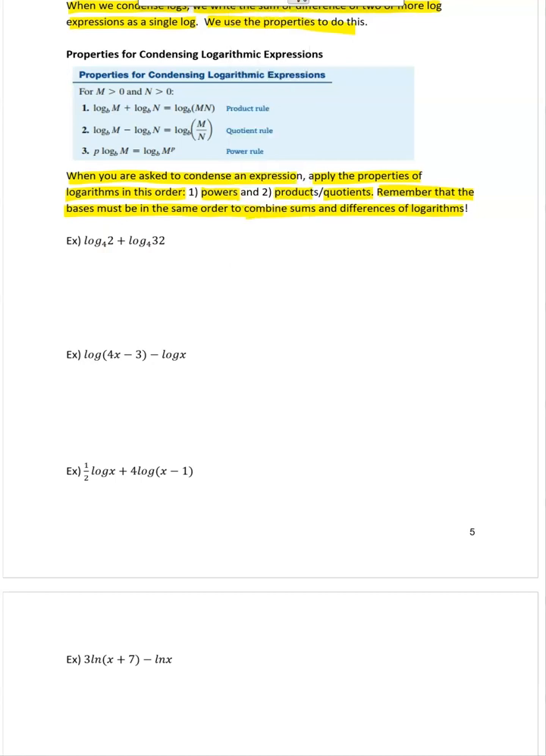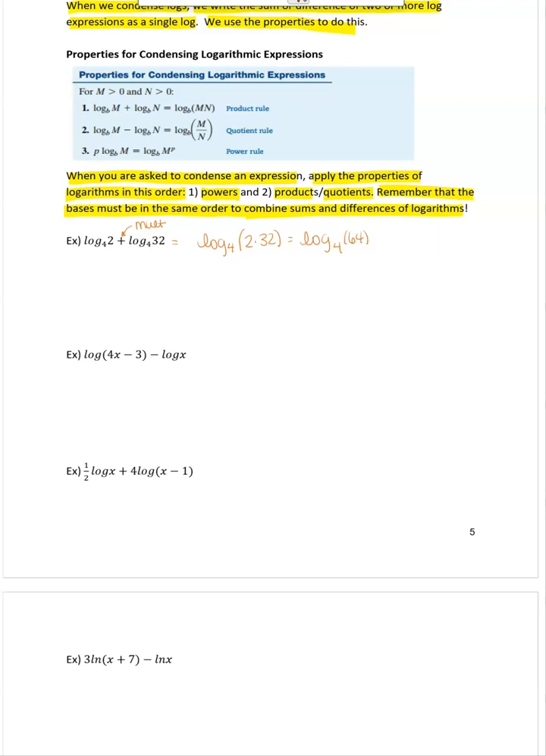Alright, so let's condense some. So we have 2 now. Bases are the same. So we want to take them and put them together. Now we see that this is addition, and addition goes to multiplication, right? We have 2 logs. We want to just write it with one big log. Base 4, and now we're going to make a parenthesis because we're going to multiply our 2 arguments together. So we're going to have 2 times 32. Well, that's just going to give us log 4 of 64. Right? Are we done there, though?